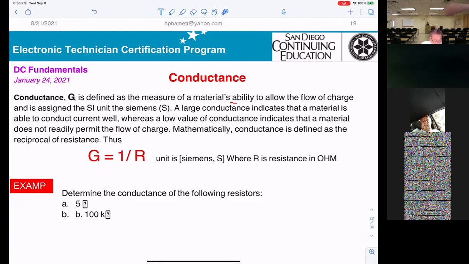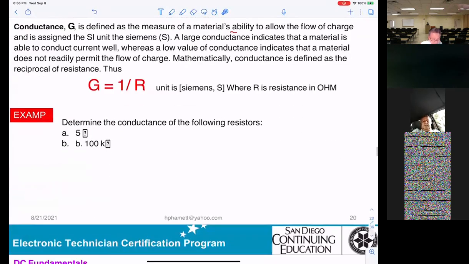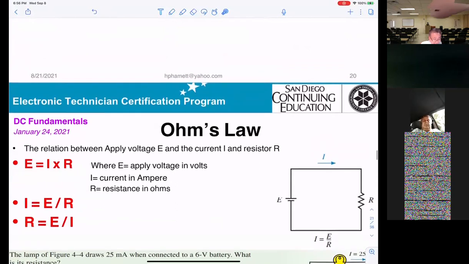Okay. If they give you the resistor and want you to calculate the conductance, this is the formula, and the unit is siemens.